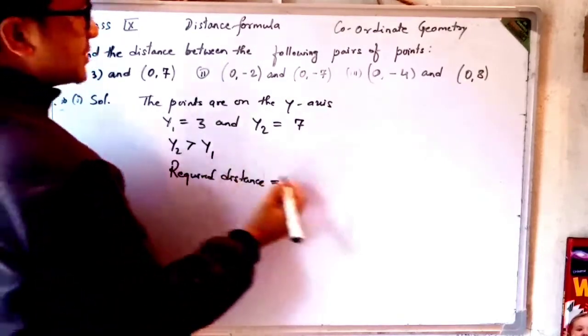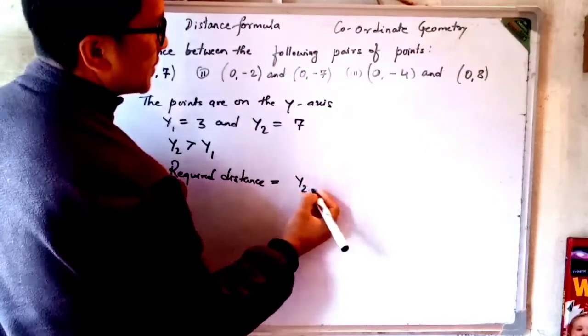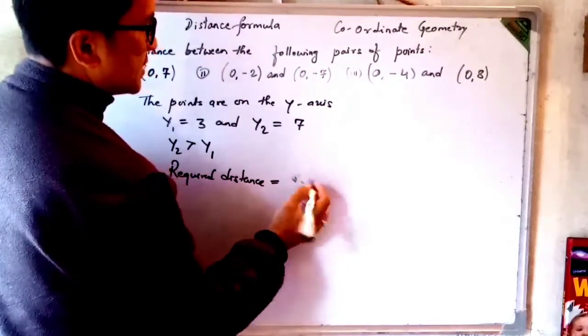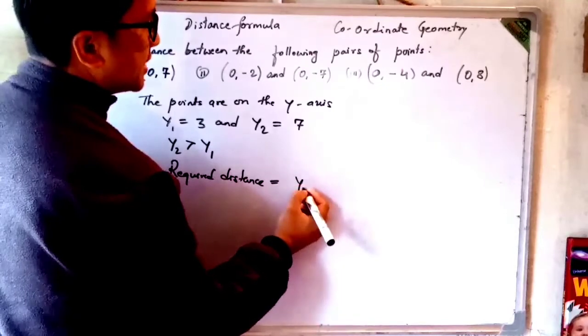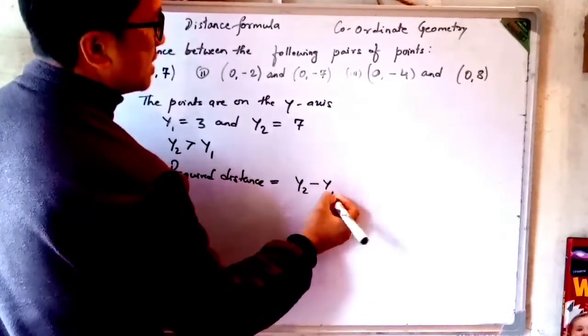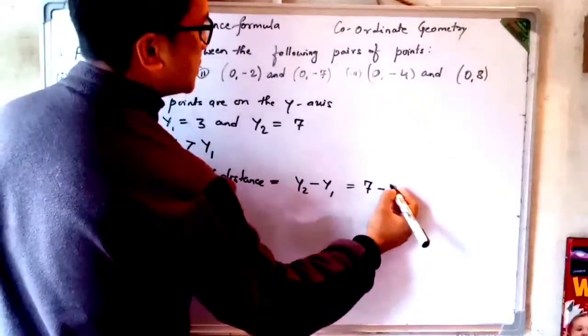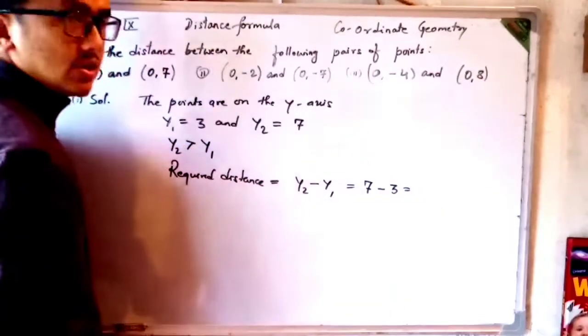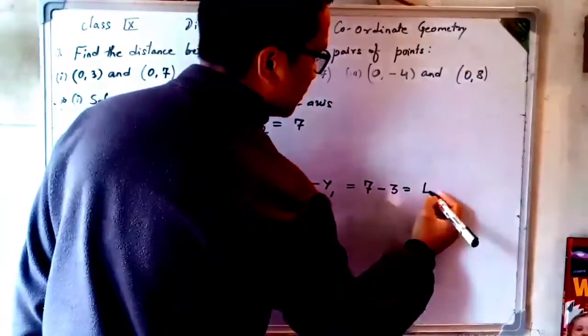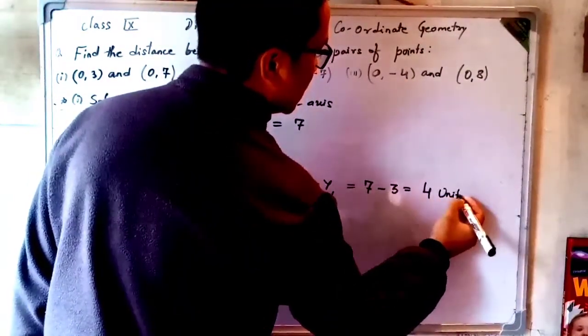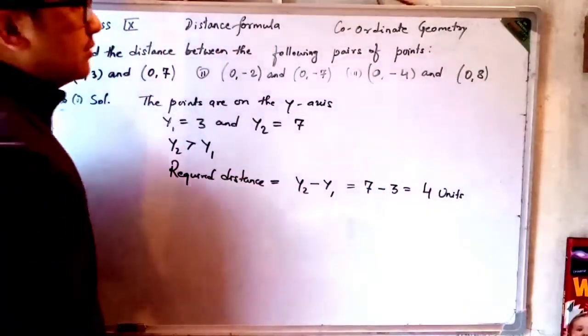equals, we have to subtract the smaller number from the greater. We have to subtract y1 from y2. Here y2 is 7 and y1 is 3. When we subtract it, we get 4 unit. In this way it can be solved.